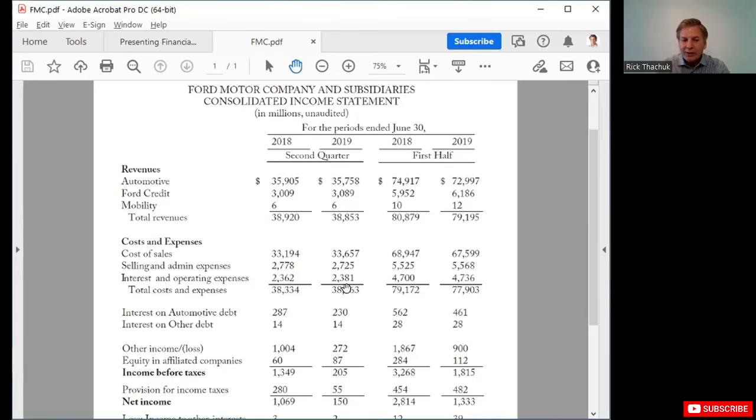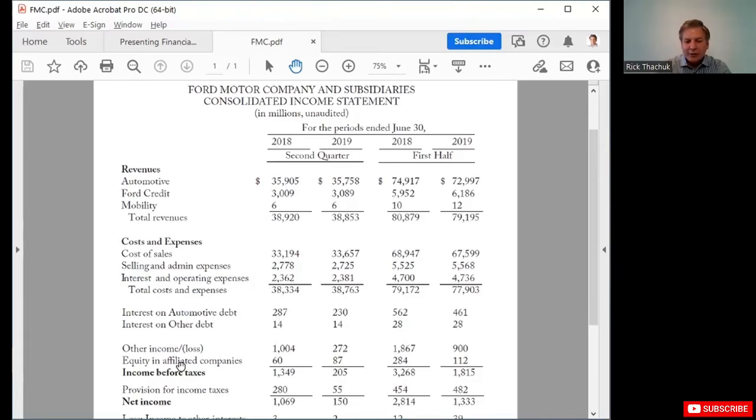So you should have said interest and operating expenses at Ford Motor Company and subsidiaries were 2,381,000,000 US dollars in the second quarter of 2019, up slightly from or a slight increase from 2,362,000,000 US dollars in the same period of 2018.